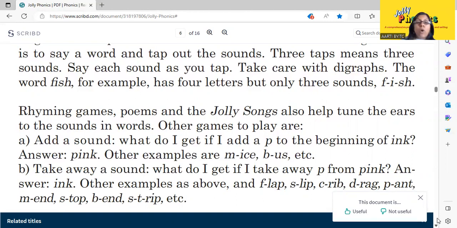Add a sound. What do I get if I add A and P to the beginning of ink? If I add P in the beginning of ink, what shall I be getting? Such kind of games you can play with the children, right? Very interesting, make them understand, okay, this sound is having importance, this sound is not having importance. Making a sensible word, or making a word which is actually not having a meaning.